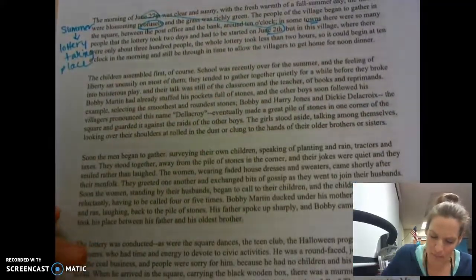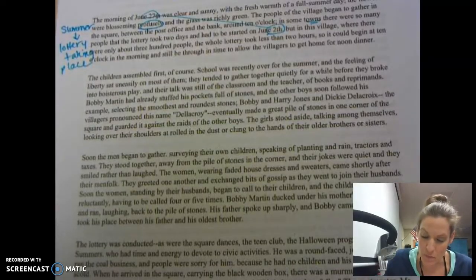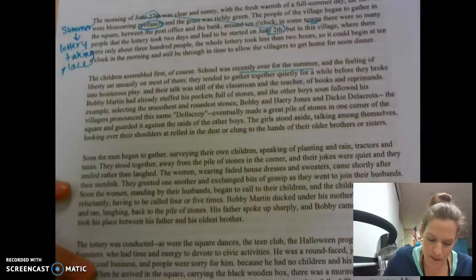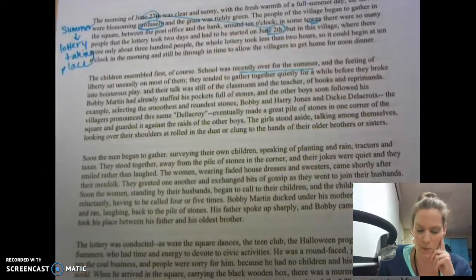The children assembled first, of course. School was recently over for the summer. Well, I'm used to that. And the feeling of liberty sat uneasily on most of them.